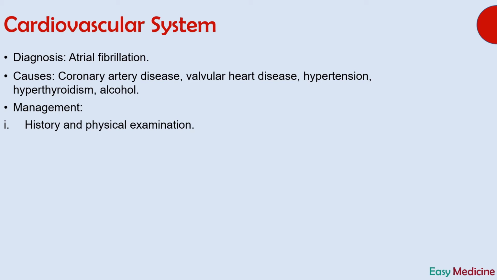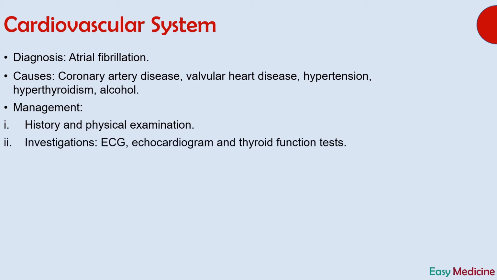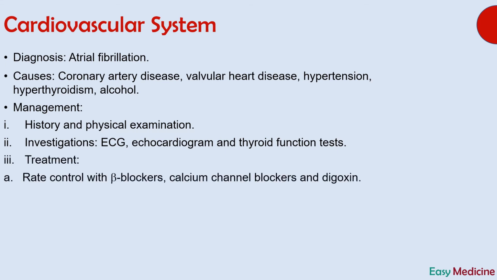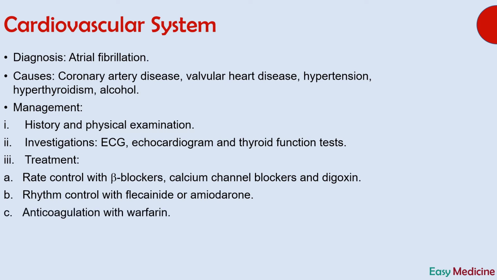management begins with history and physical examination, followed by investigations, and investigations in atrial fibrillation include ECG, echocardiogram, and thyroid function tests. The last part of the management is treatment, and treatment of atrial fibrillation includes rate control with beta blockers, calcium channel blockers, and digoxin, rhythm control with flecainide and amiodarone, and anticoagulation with warfarin. And if all these treatments fail to control atrial fibrillation, then resistant cases are treated with catheter ablation.